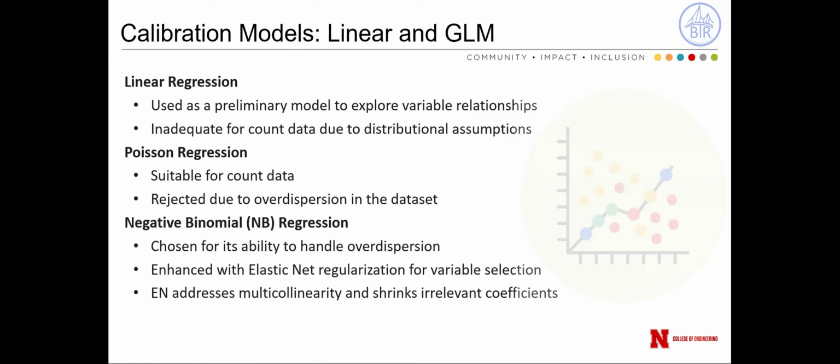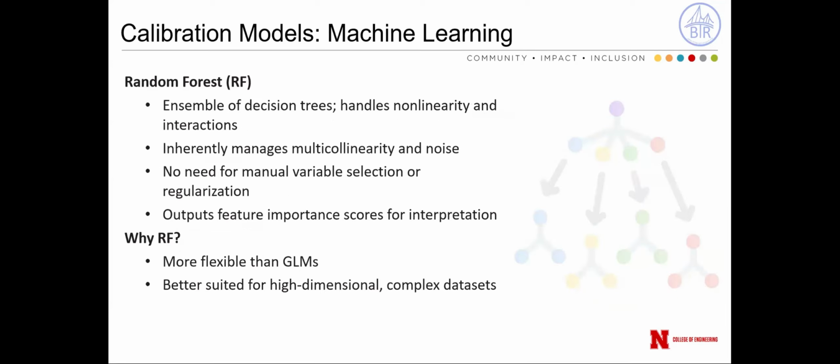To manage the complexity of over 100 variables in our data set, we used elastic net regularization. After establishing our statistical baselines, we moved to random forests. Random forest models are ensembles of decision trees. They're excellent at capturing nonlinear relationships and handling noisy, high-dimensional data. A big advantage also is that random forests don't require us to manually select the variables or regularize the model. It naturally reduces overfitting and handles multicollinearity.